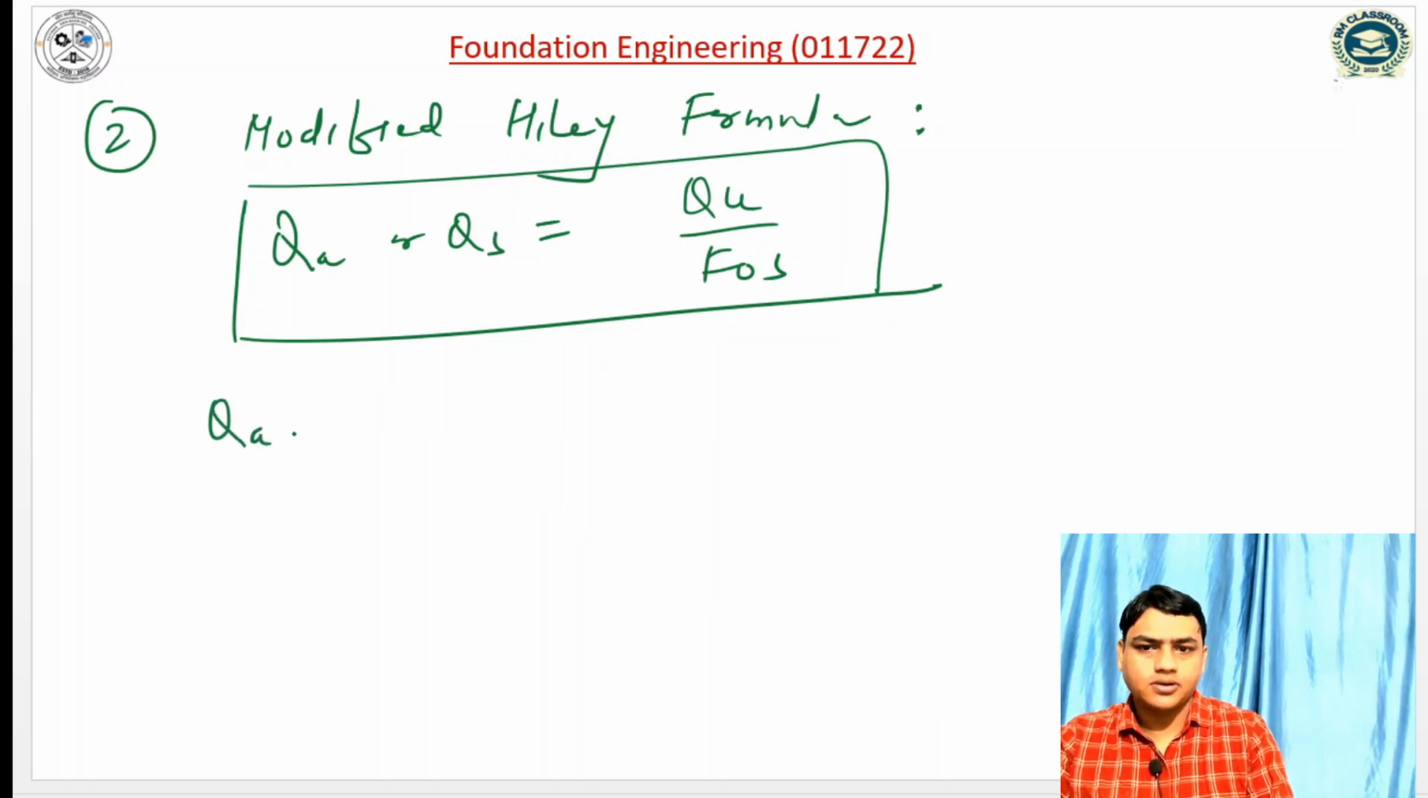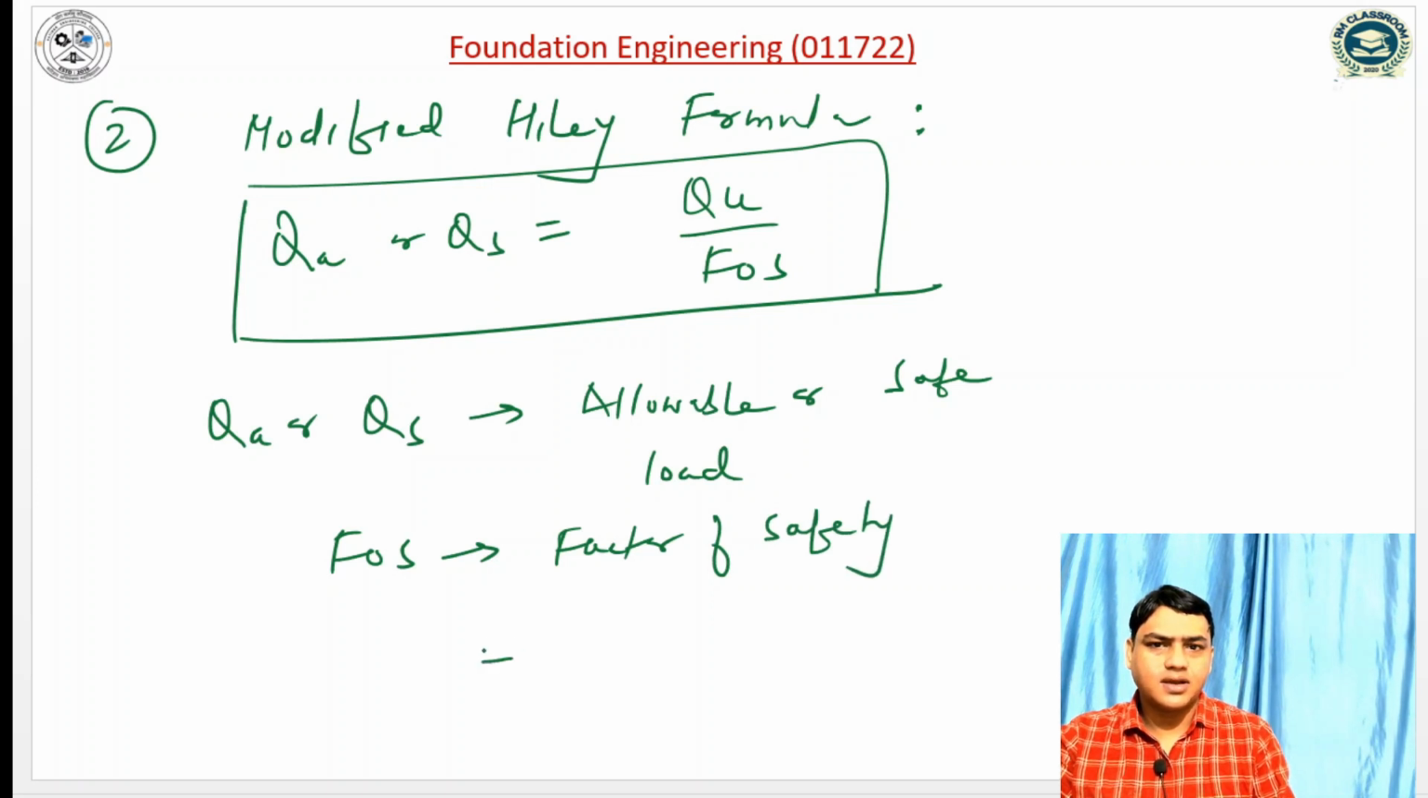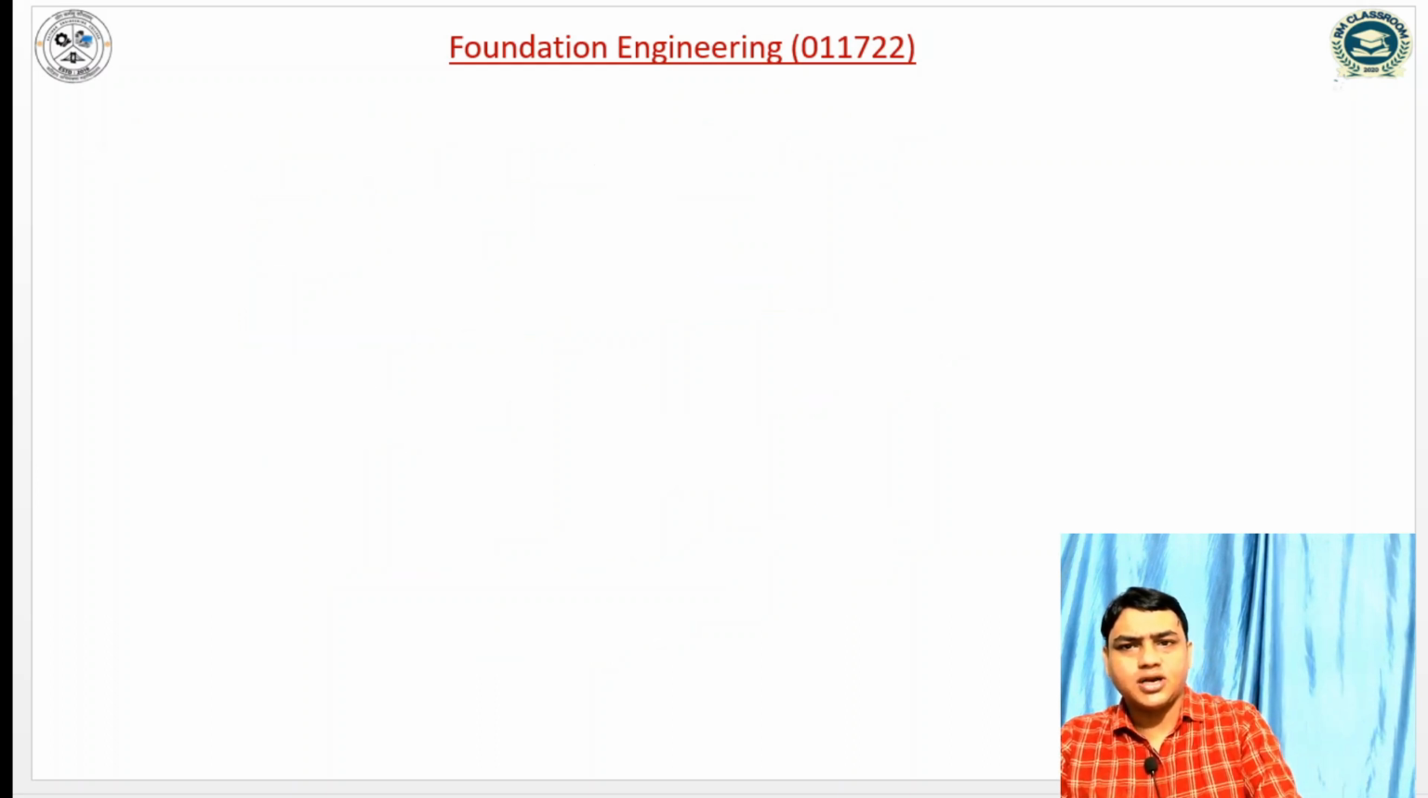Here QA or QS is the allowable or safe load, and FOS is the factor of safety, and it is taken as 2.5, and Q is the ultimate load. So what is ultimate load?